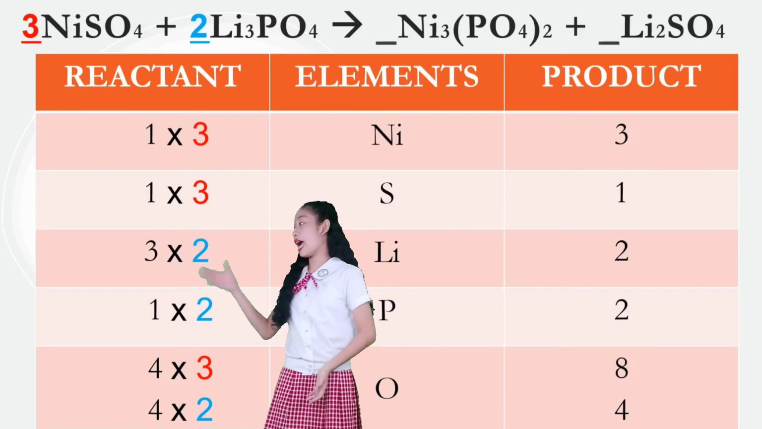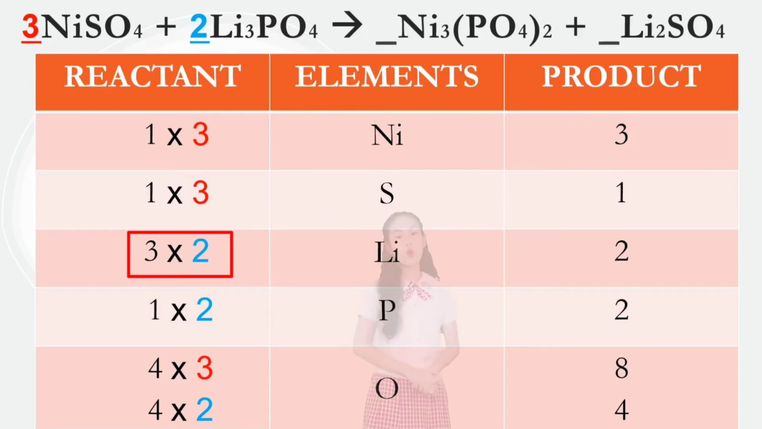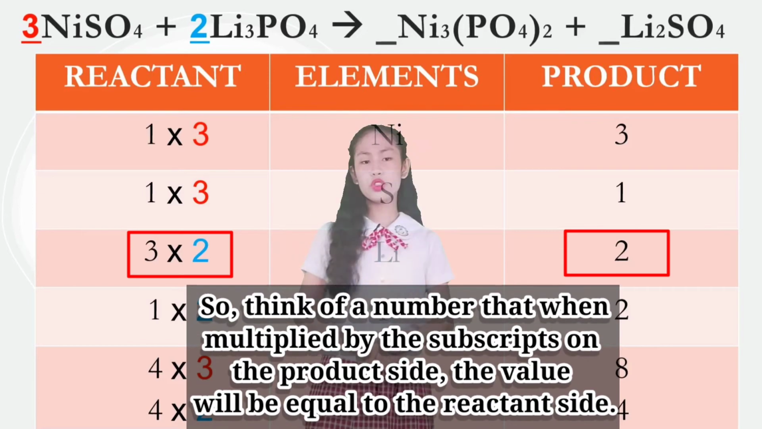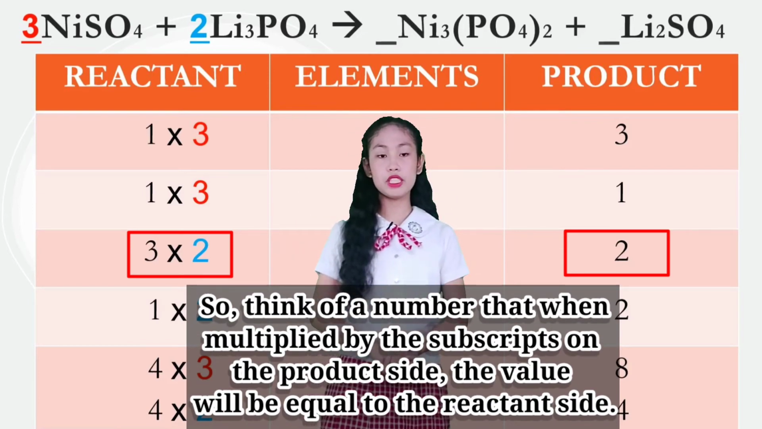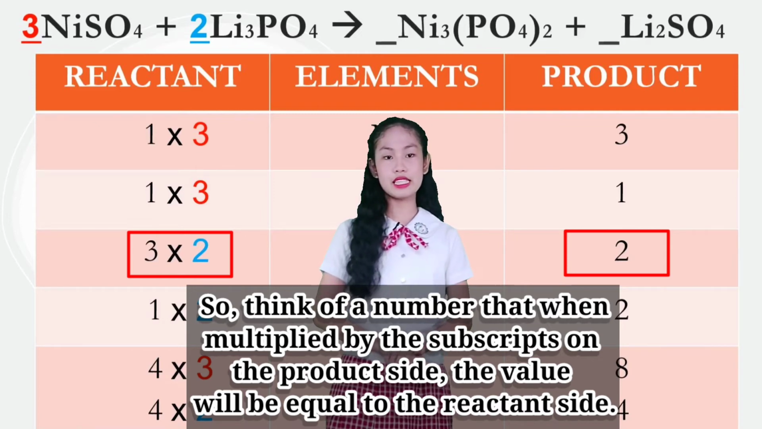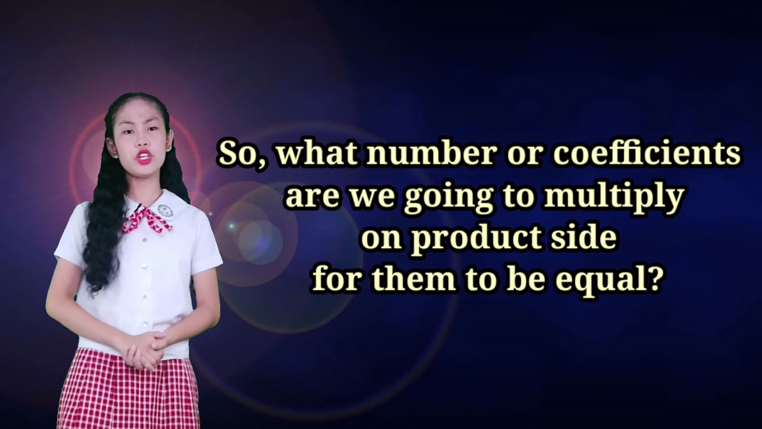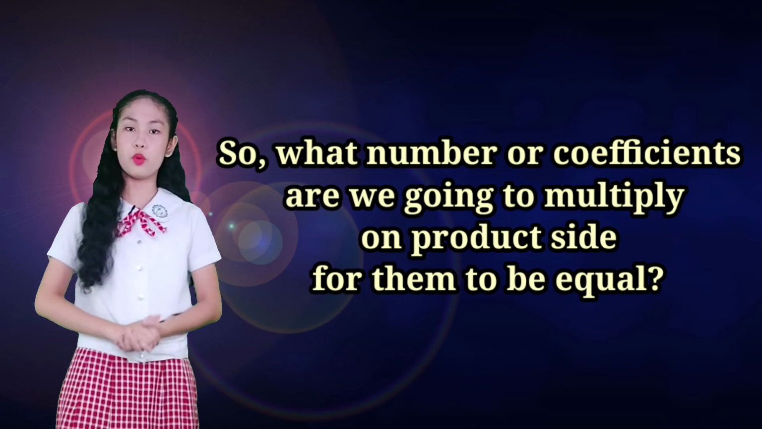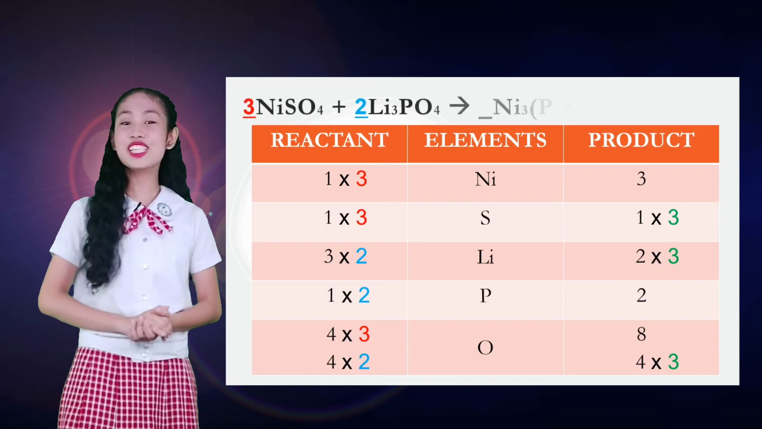Lithium atoms in the reactant side is 6, while there are 2 lithium atoms on the product side. So think of a number that when multiplied by the subscripts on the product side, the value will be equal to the reactant side. So what number or coefficients are we going to multiply to the product side for them to be equal? 3. That's right.